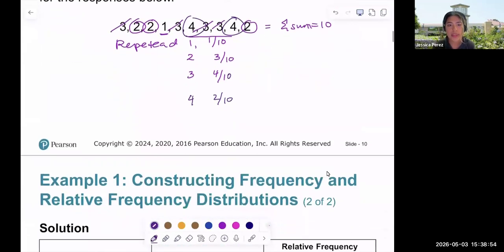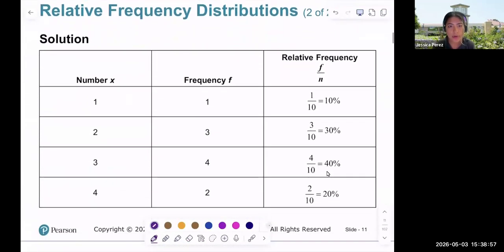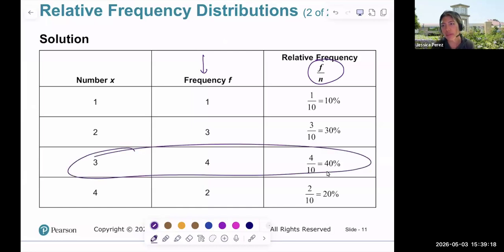Now, the way that we start is we look at the number of x, how many times it shows, the frequency, and the relative frequency is how many times from the total. 1 out of 10, that's 10%. 3 out of 10 times, that's 30% of the time. 4 out of 10, 40% of the time, and 2 out of 10 is 20%. So the value that shows up the most, 40% of the time, is 3. So 3 siblings is the most popular, and this is the way that we construct a relative frequency distribution.